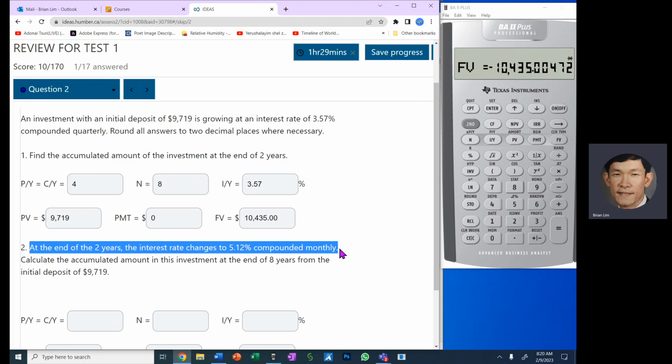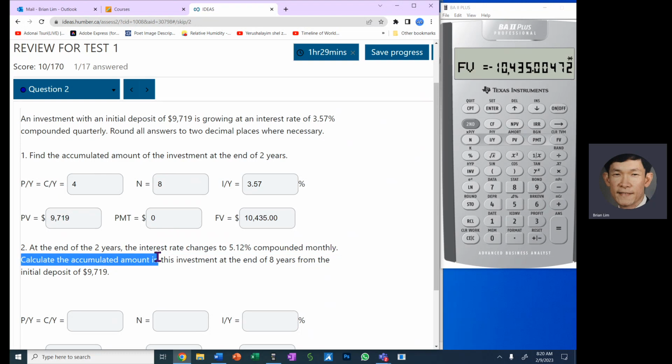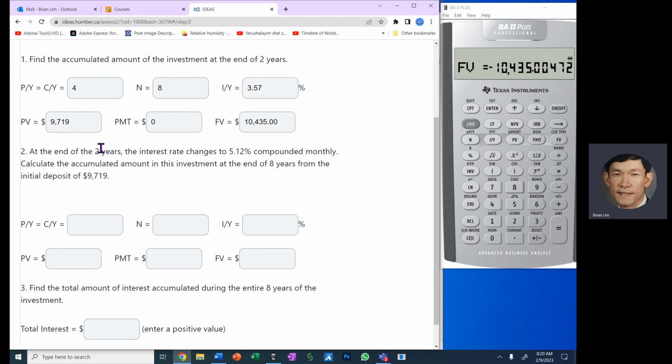All right, okay. Now at the end of the 2 years, right down here, the interest rate changes to 5.12 compounded monthly. Calculate the accumulated amount in this investment at the end of 8 years from the initial deposit. Okay, so if it's 8 years from the initial deposit and 2 years have gone by, then this second part would be 8 minus 2, this 8 here. Okay, 8 from the initial deposit, so this 8 years, we subtract this 2 years here, and that would leave us with 6 years.